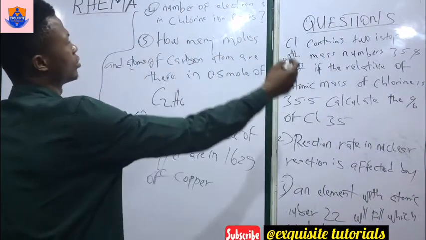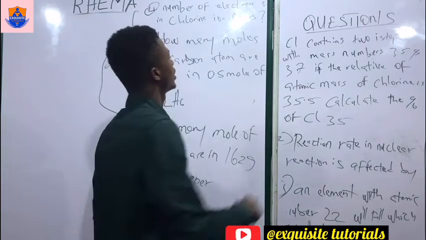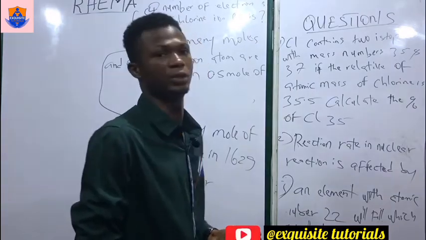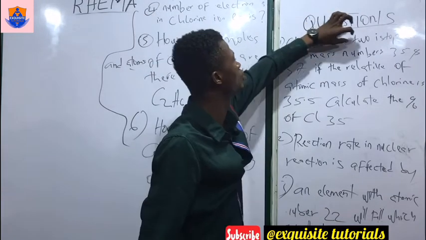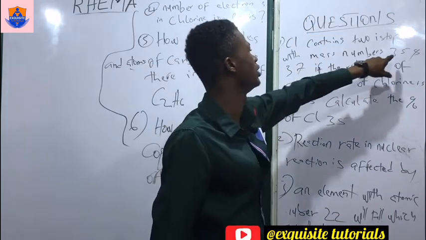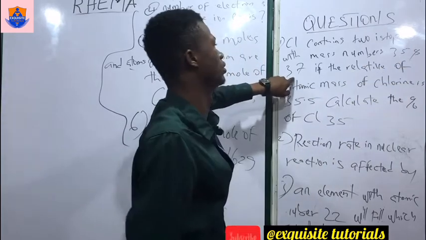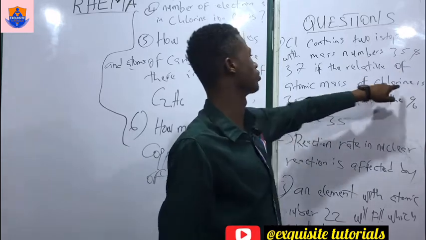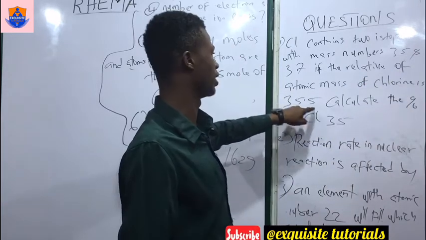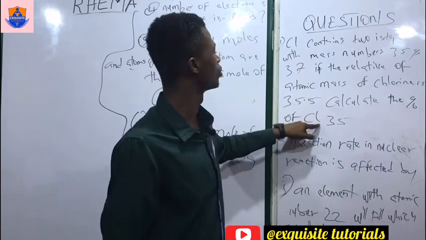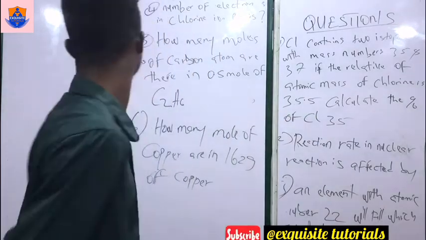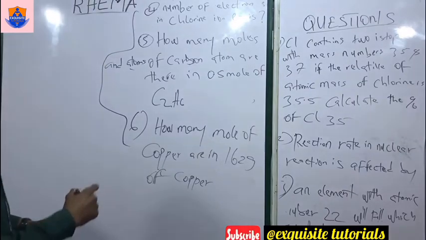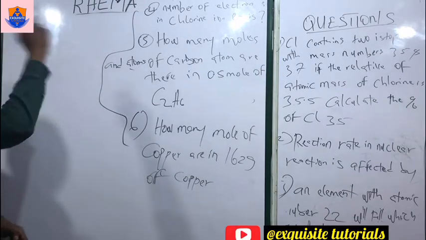Okay, here we are looking at some Rhema questions on Chem 101, and let's start with question number 1. Question 1 talks about isotopy. Question 1 says chlorine contains two isotopes with mass numbers 35 and 37. If the relative atomic mass of chlorine is 35.5, calculate the percentage of chlorine 35. Now, let's use this side of the board to work our calculations.